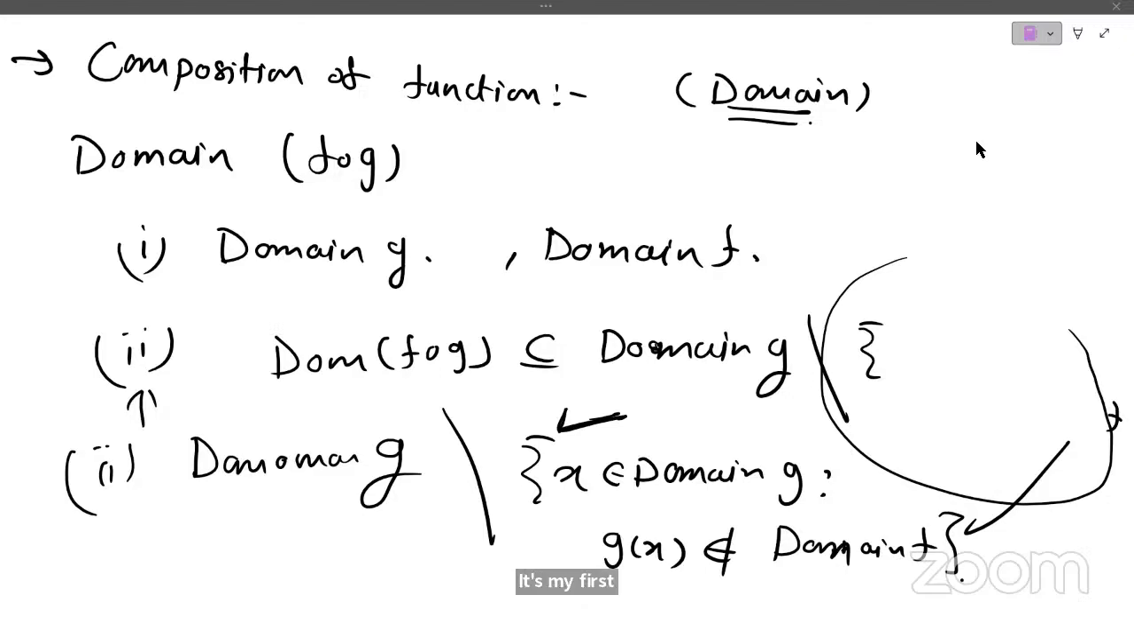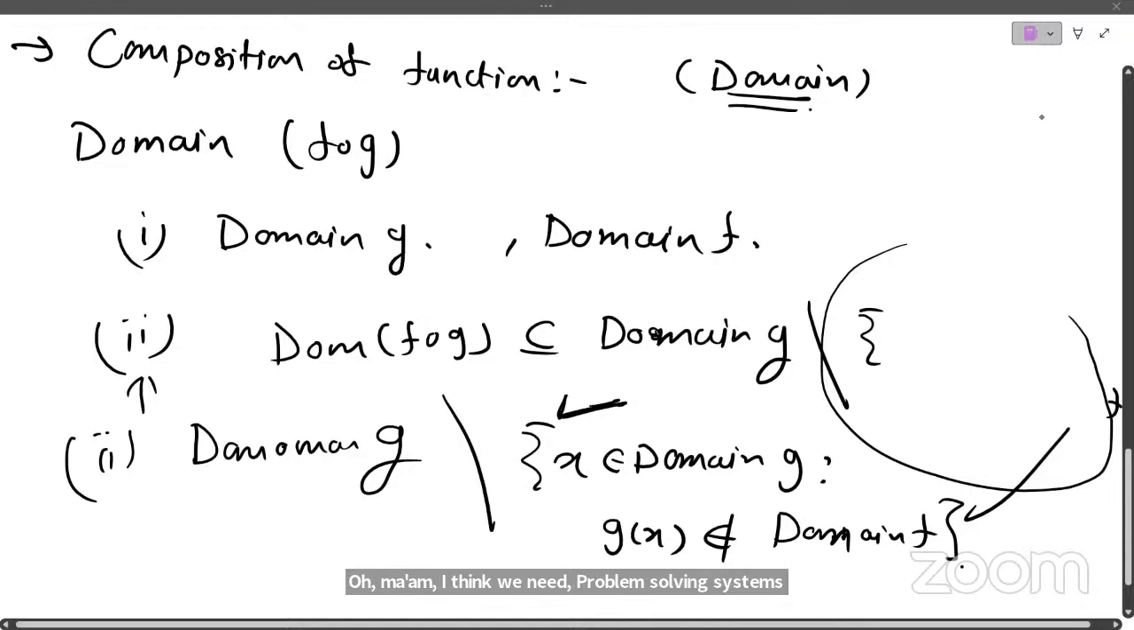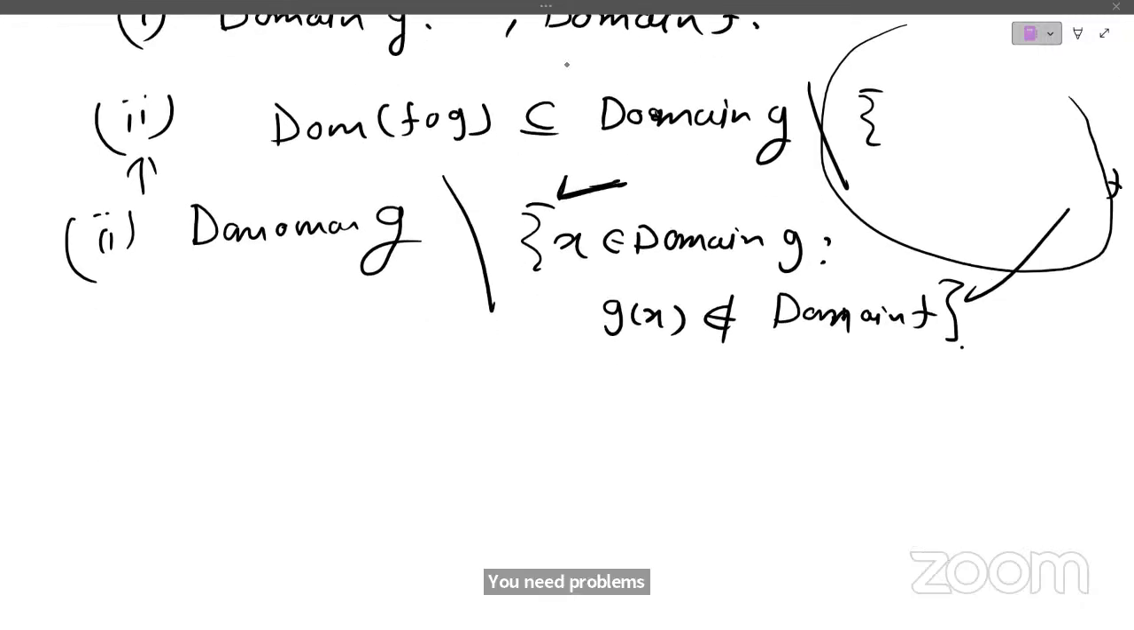Yes, ma'am. Ma'am, I think we need problem solving sessions. With the revision, we need some questions. I think, ma'am, generally sir discusses questions which are related to the quiz, like quiz papers. That session is very helpful, and sir generally takes one session before every quiz.